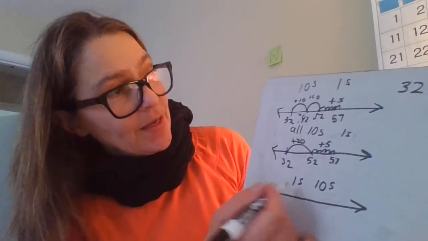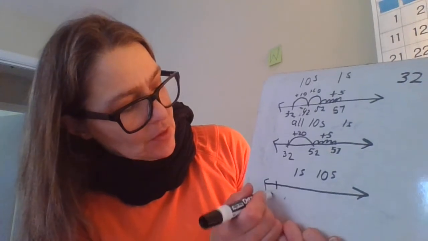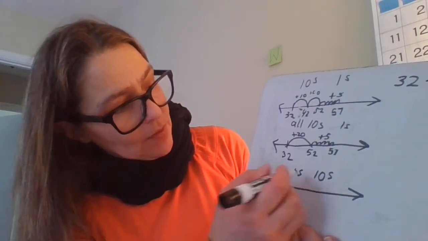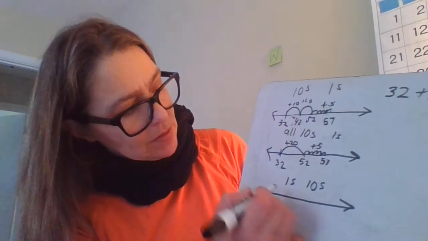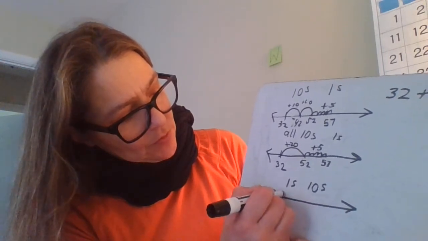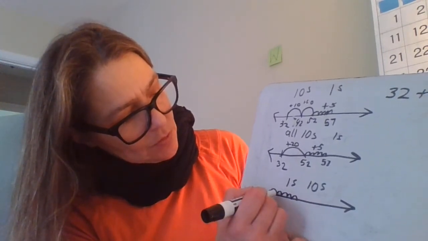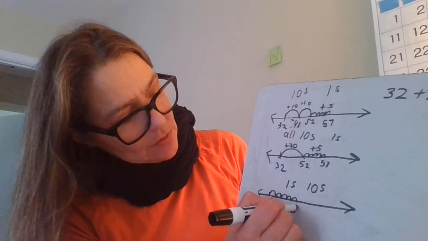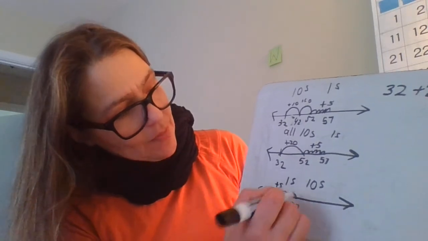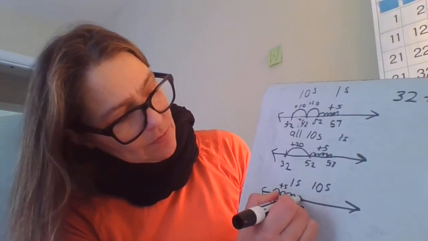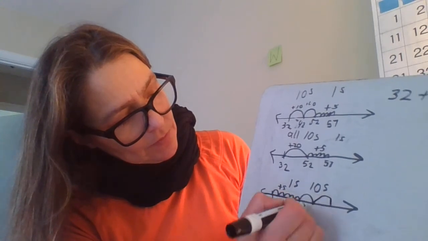All right, and then here you would add the ones first, so you start at 32, and you add the ones first, and there's 5 ones. So 32, 33, 34, 35, 36, 37, 2, 3, 4, 5. So you get to 37. And then you add your tens. 37, 47, 57.